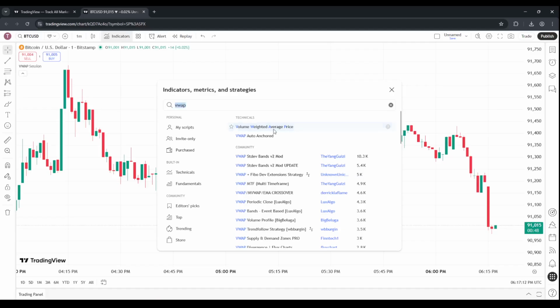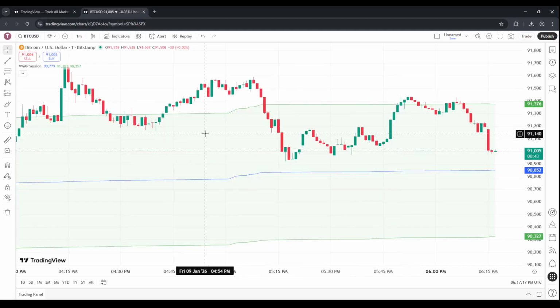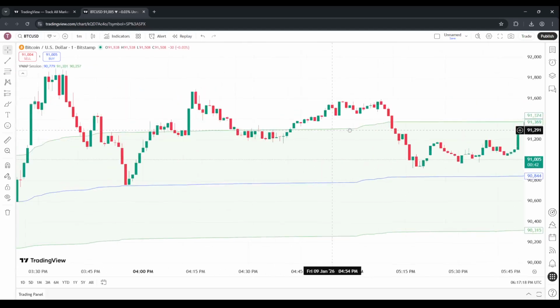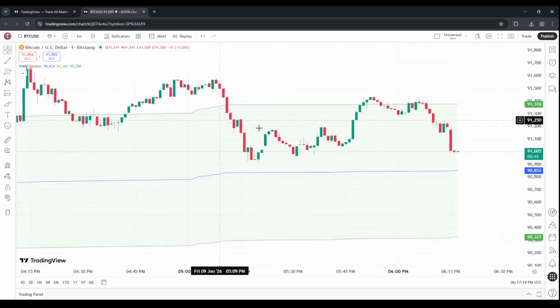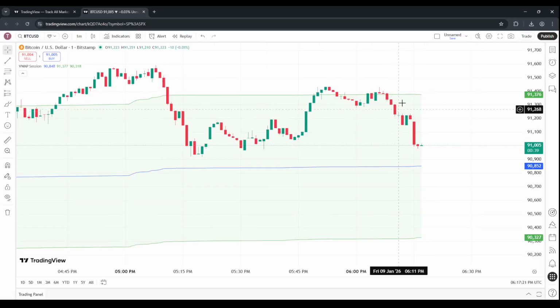As soon as you do, a single line will appear directly over your price chart. Depending on your theme, the line may be blue, purple, or another color, and it will update as new candles form. By default, this line resets each new session, which makes it particularly useful for measuring intraday price behavior relative to where the average trader has transacted.